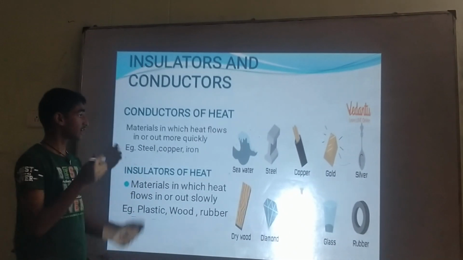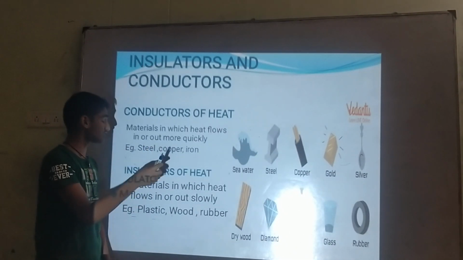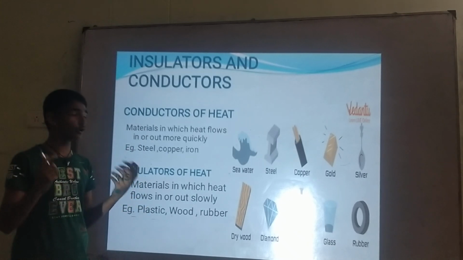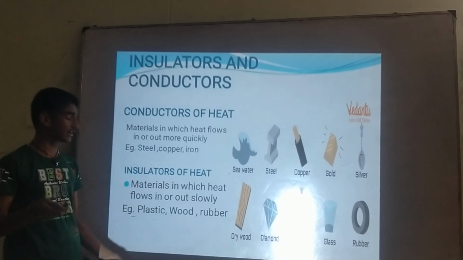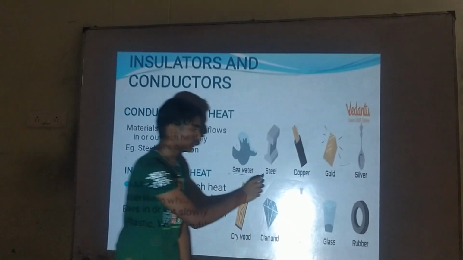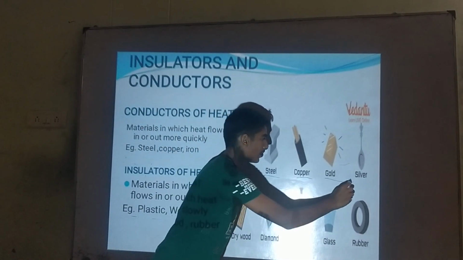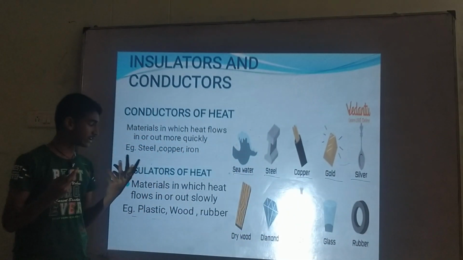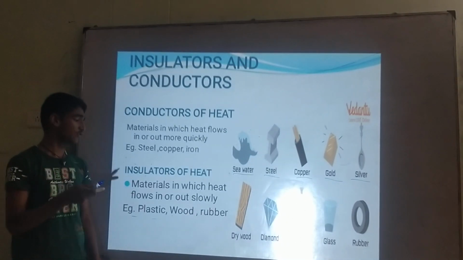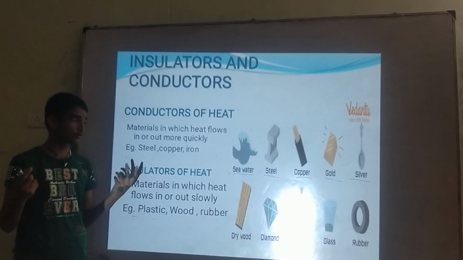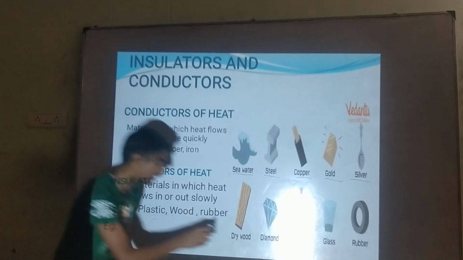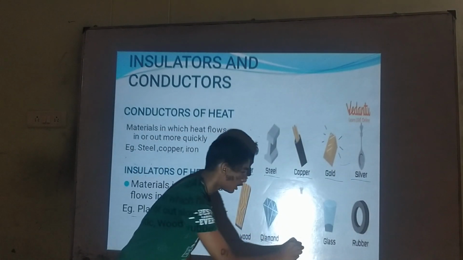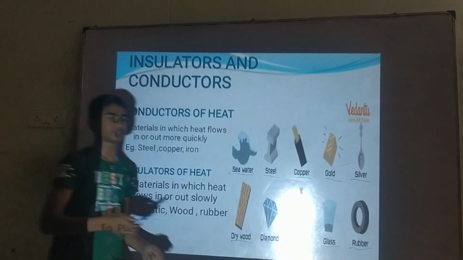What are conductors? Conductors are materials in which heat flows in or out more quickly. Examples of conductors are seawater, steel, copper, gold and silver. What is an insulator? Insulators are materials in which heat flows in or out slowly. Examples of insulators are dry wood, diamond, oil, glass and rubber.